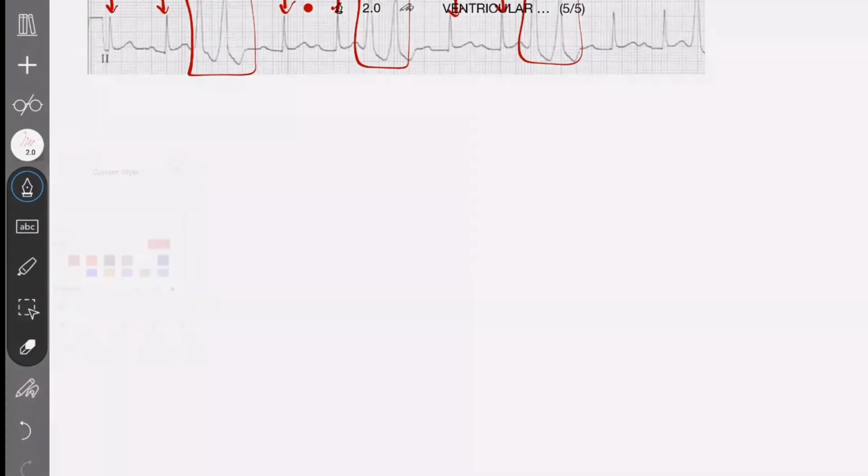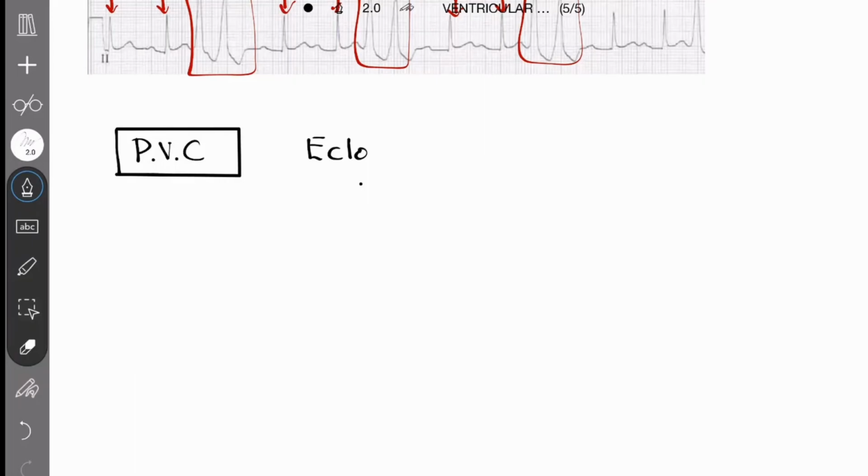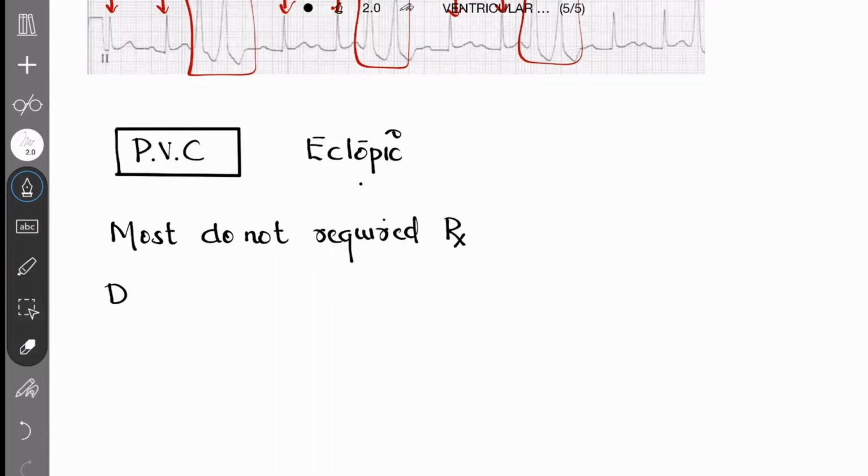So till now we have discussed premature ventricular complexes. In premature ventricular complexes, the ectopic foci is triggering the signals. Most patients do not require treatment, but if you see a patient with a ventricular premature complex, you should definitely do an echocardiogram to find the foci, and you treat the underlying disease.